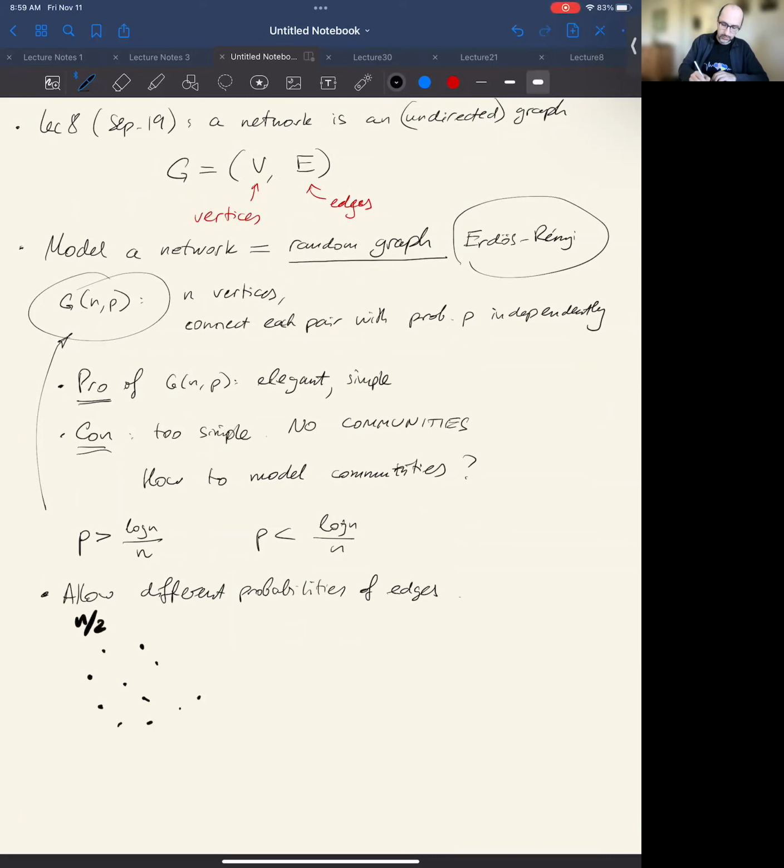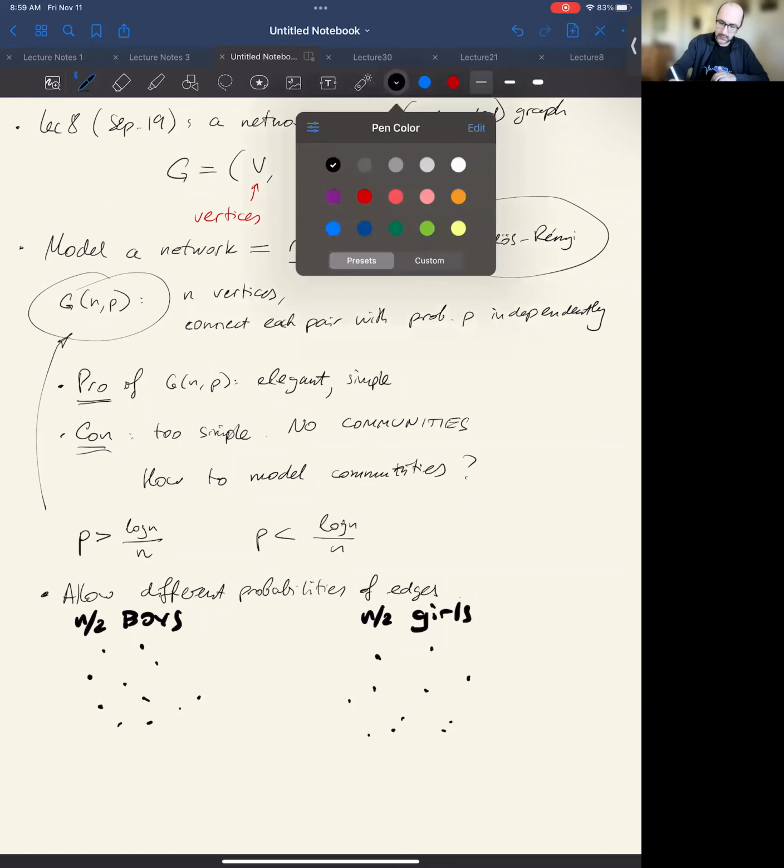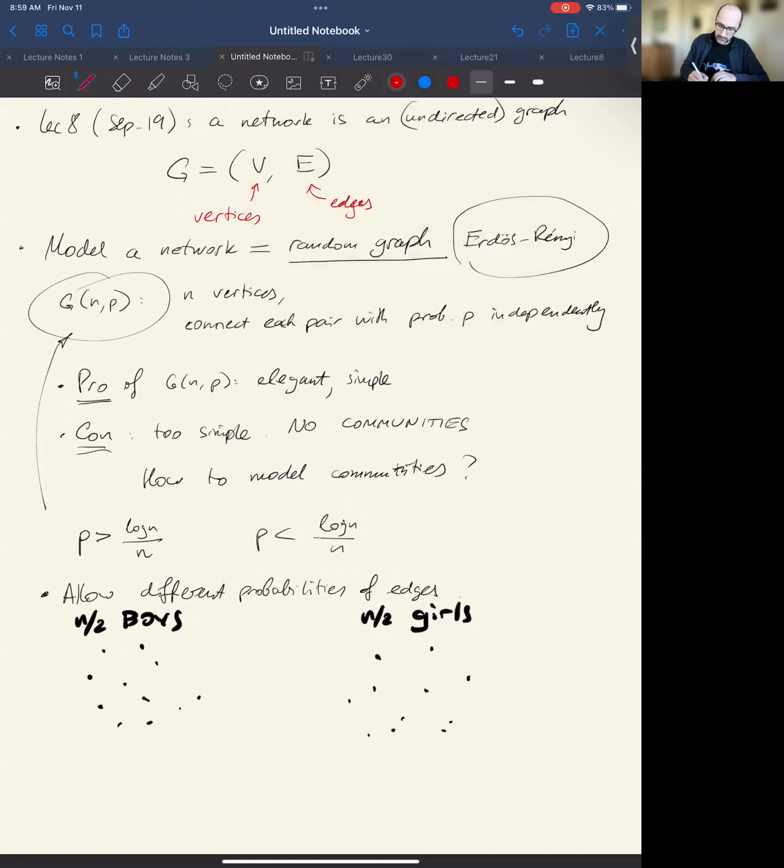So here we go. Let's say there is n/2 boys. There's n/2 girls here, and we will connect boys with boys. Every pair of boys will be connected independently. Still, everything is independent, with probability P. And let's say girls will be connected independently with probability P, every pair of them. But every pair of boy and girl will be connected with probability Q, which is less than P, which means that in general, there will be sparser inter-cluster, inter-community connections than inside the communities.